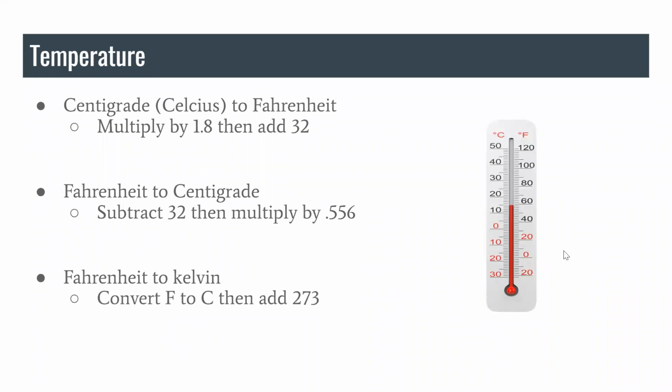To convert Celsius to Fahrenheit, we're going to multiply by 1.8 and add 32. For Fahrenheit to centigrade, we're going to subtract 32 and multiply by 0.556. And then if you're going to convert Fahrenheit to Kelvin, you first convert the Fahrenheit to Celsius and then add 273.